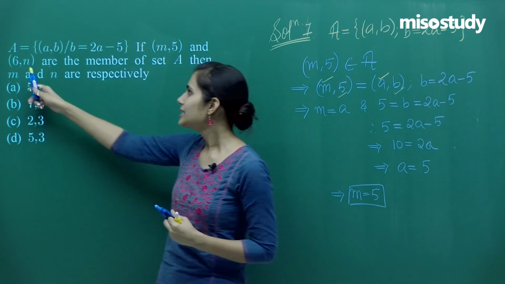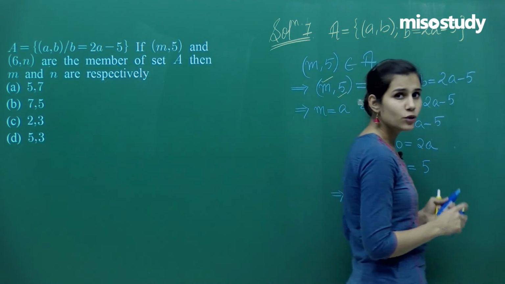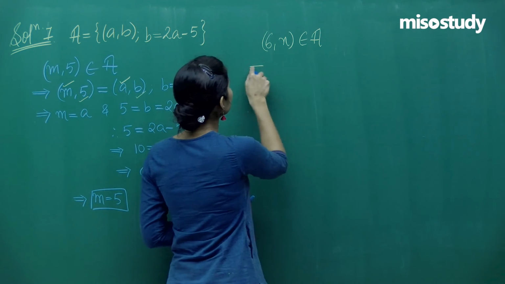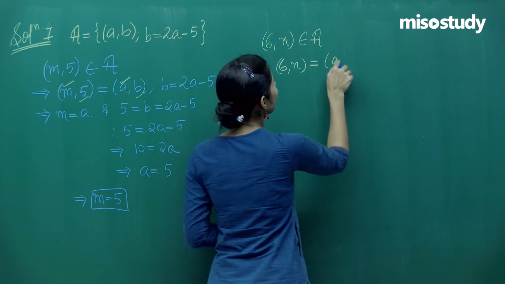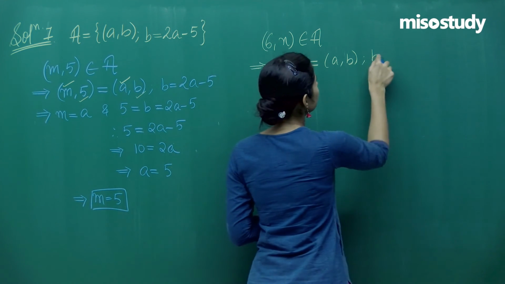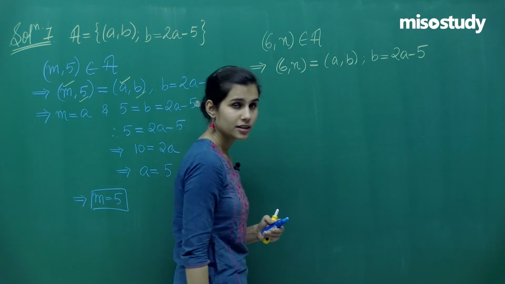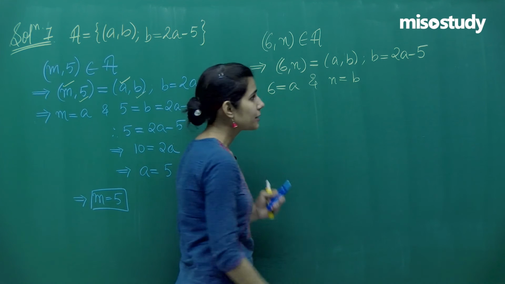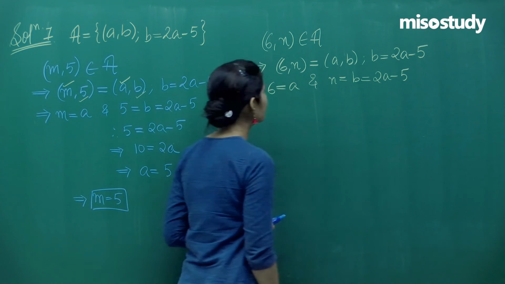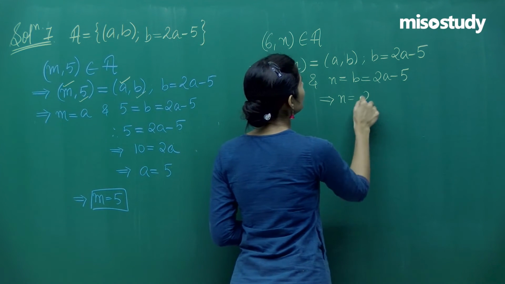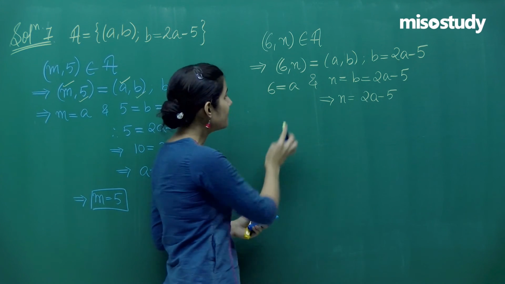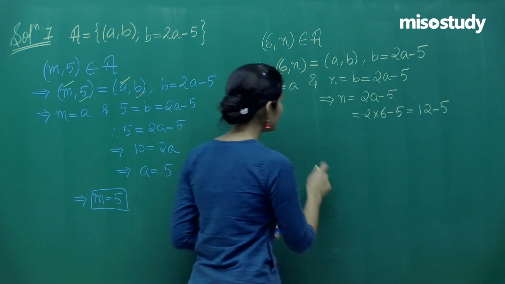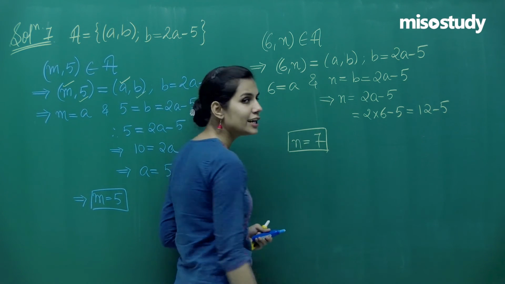Let's go back to the second tuple, 6, N. Doing the same thing with 6, N, what is it that we proceed by? 6, N is again belonging in the set A. This means that 6, N is equal to A, B for some A, B such that B is equal to 2A minus 5. Again, this would imply 6 is equal to A and N is equal to B. But B is equal to 2A minus 5. And this implies N is equal to 2A minus 5. What is my A? My A is 6. Just substitute it. You get 2 into 6 minus 5, which is 12 minus 5, by which you get your N to be equal to 7.